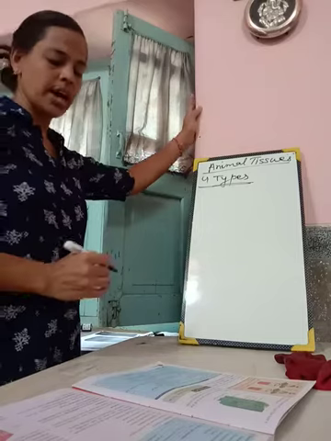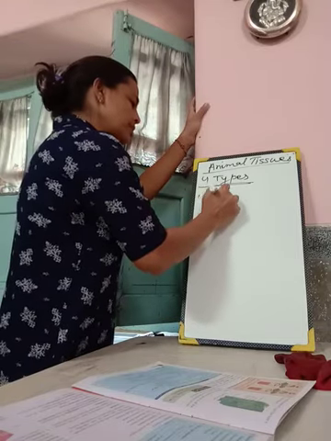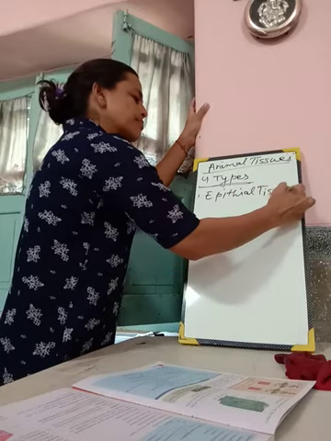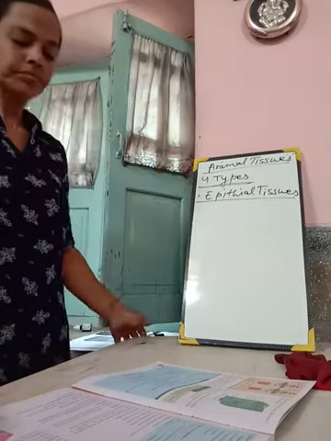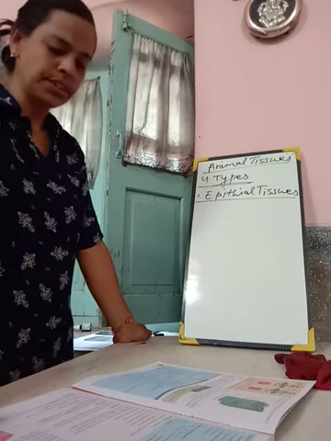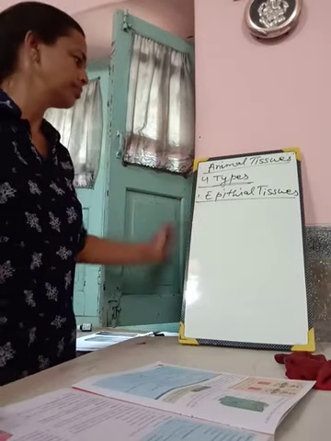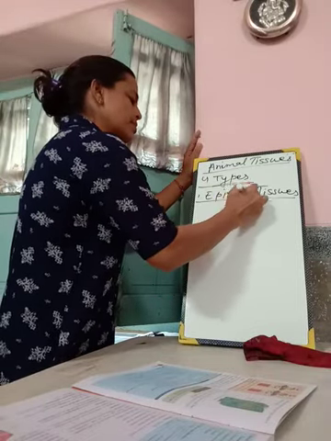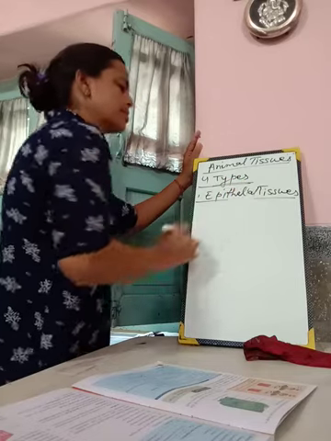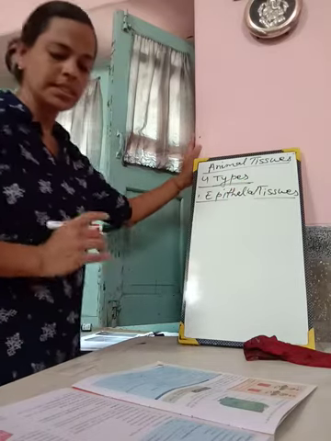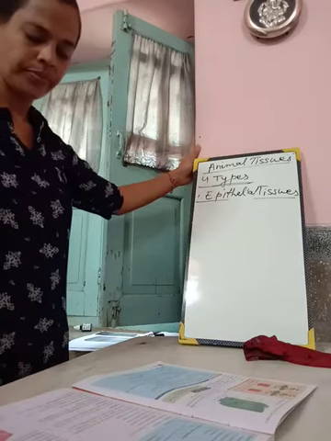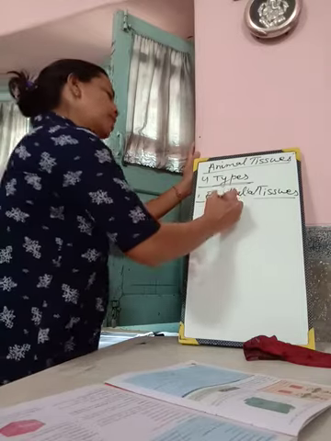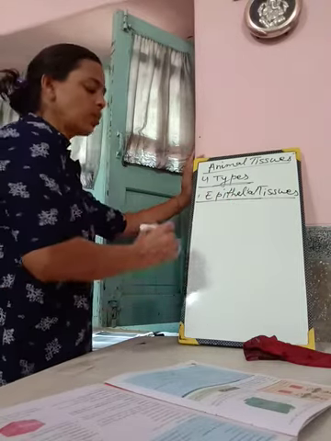First is epithelial tissue. Again, these epithelial tissues are divided into four types.